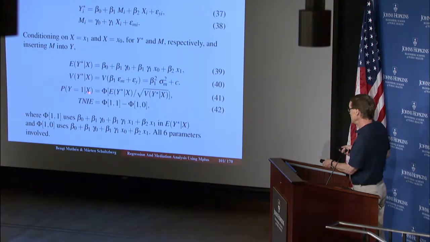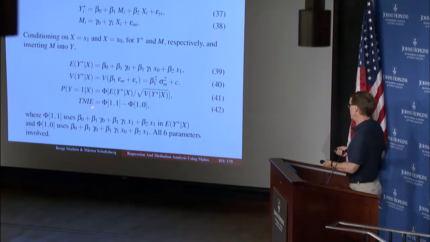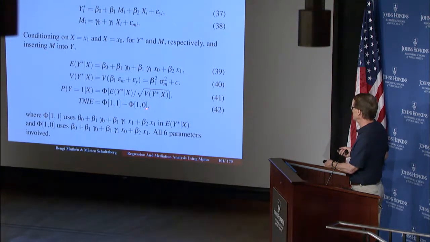So now to get the probability of y equals 1 given x, standard statistics says that's phi, the normal distribution function, of the mean of y given x divided by the standard deviation of y given x. The standard deviation of y given x is the square root of this thing. So you see that, and then the natural indirect effect uses again the 1, 1, 1, 0 that we talked about all day long, except now we do it using the normal distribution function, a very nonlinear S-shaped function. So 1, 1 uses this term, and 1, 0 uses that term.